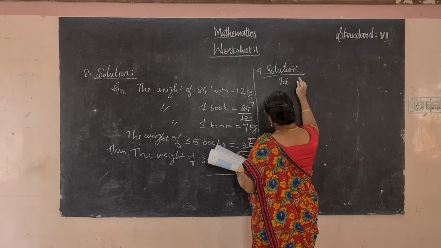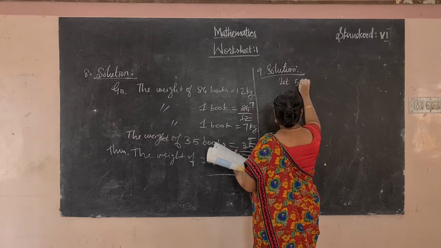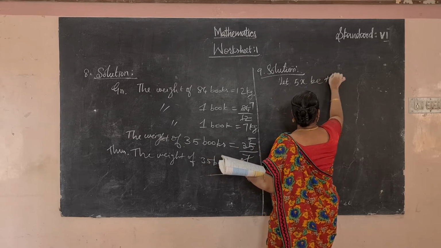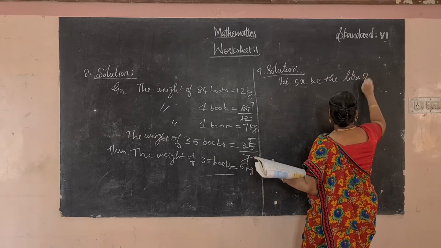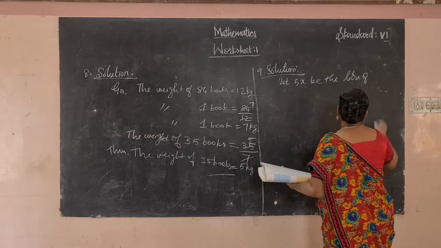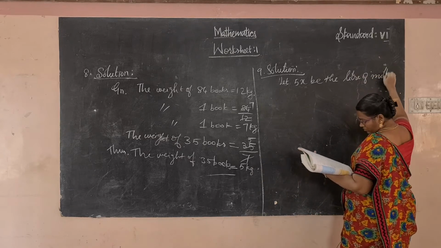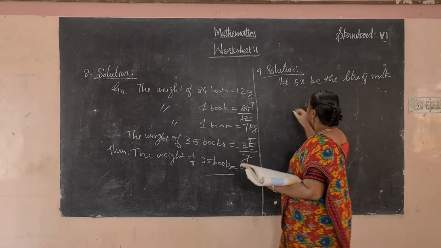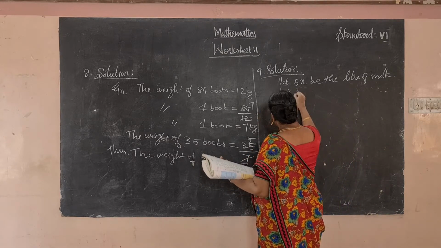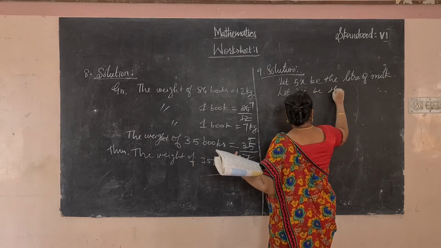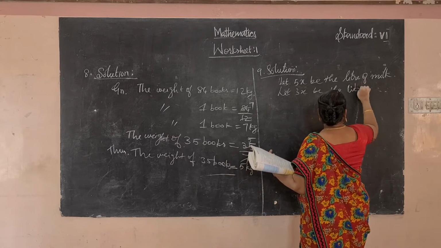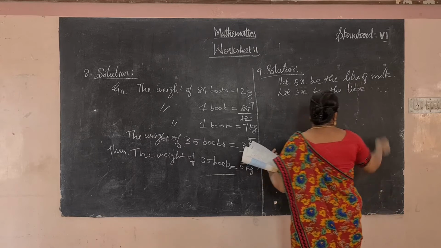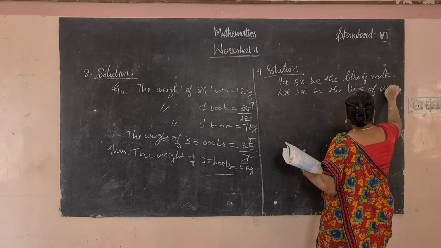Let 5x be the liters of milk, and let 3x be the liters of water.